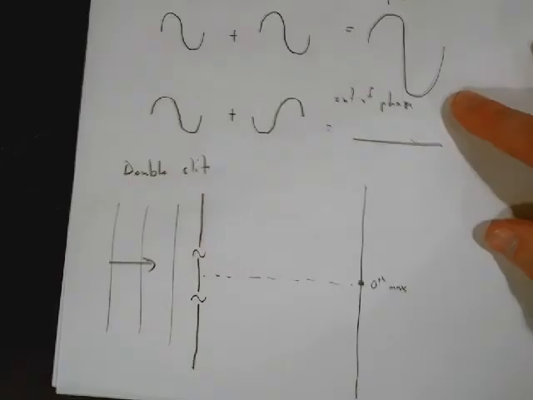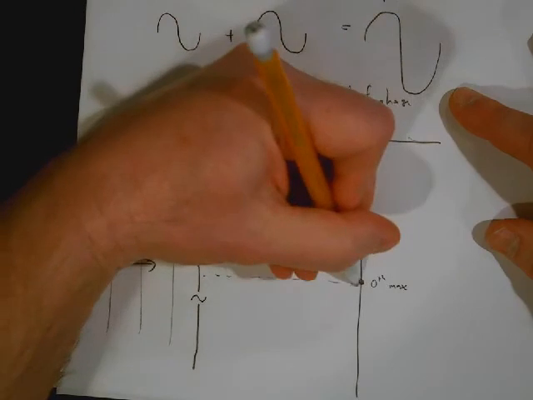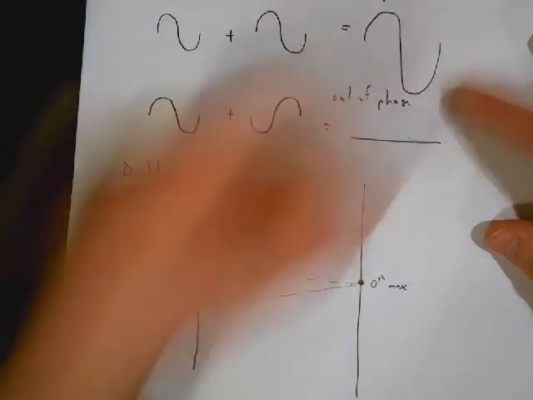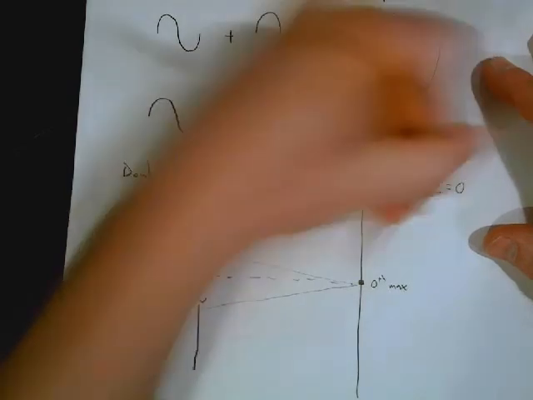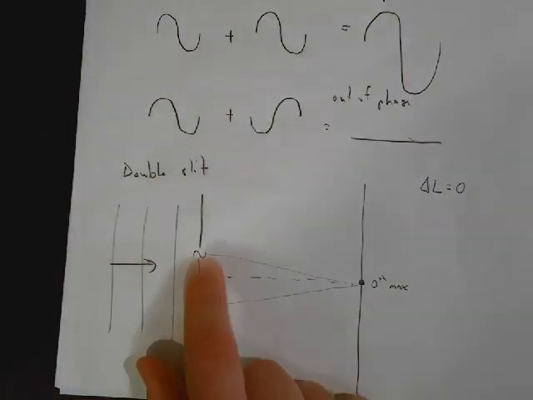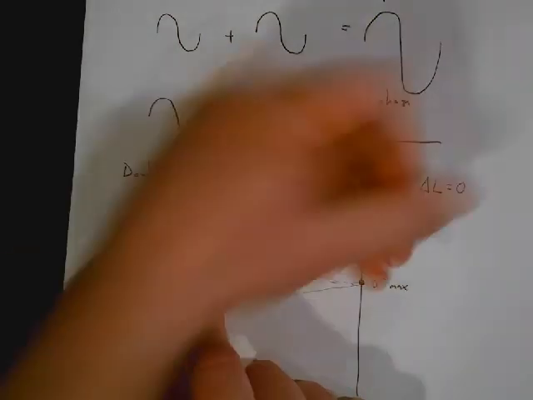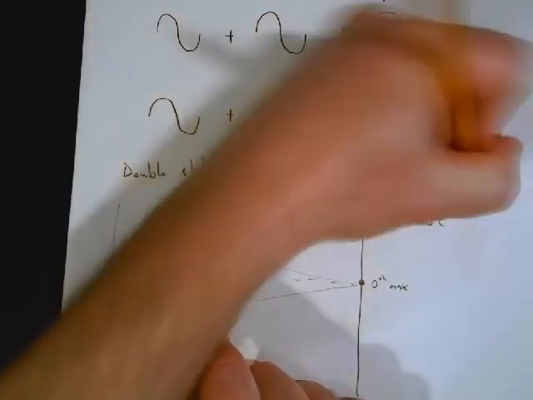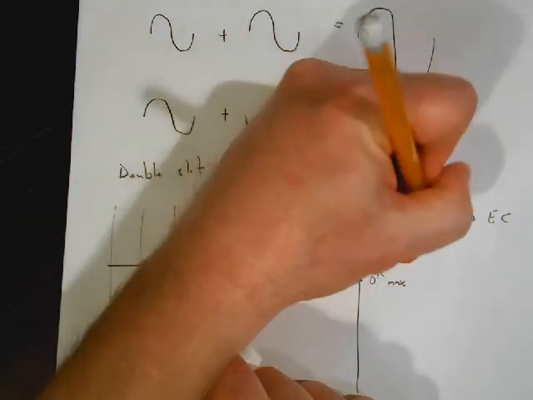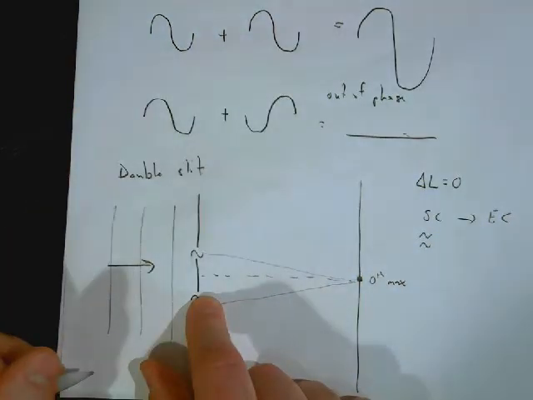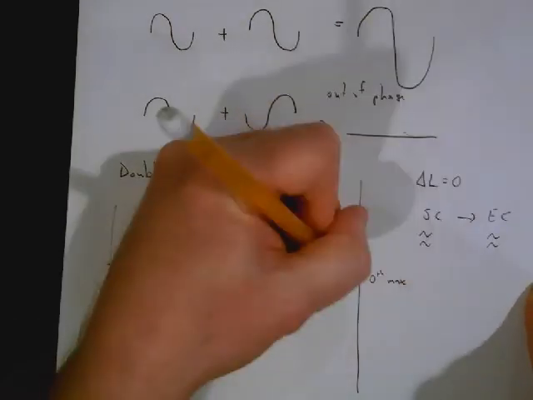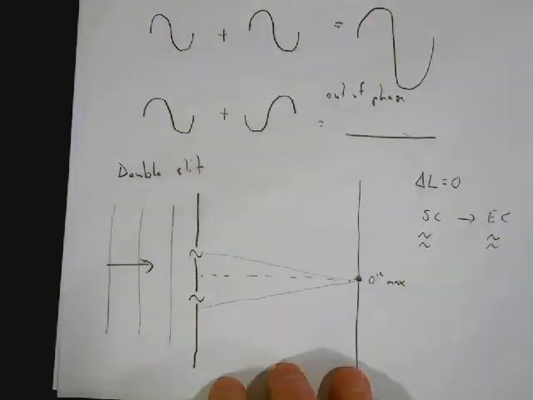Why is it the 0th maximum? Because the path difference, if you were to look at L1 and L2, would be 0. If the path difference is 0 and you start in phase, remember we talked about the starting condition and then the ending condition, then if I start in phase and my path difference is nothing, I have to end in phase. So that would be a maximum.